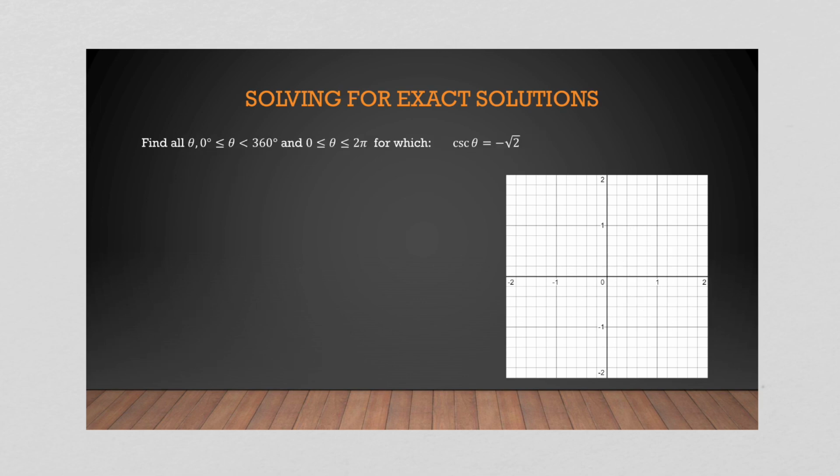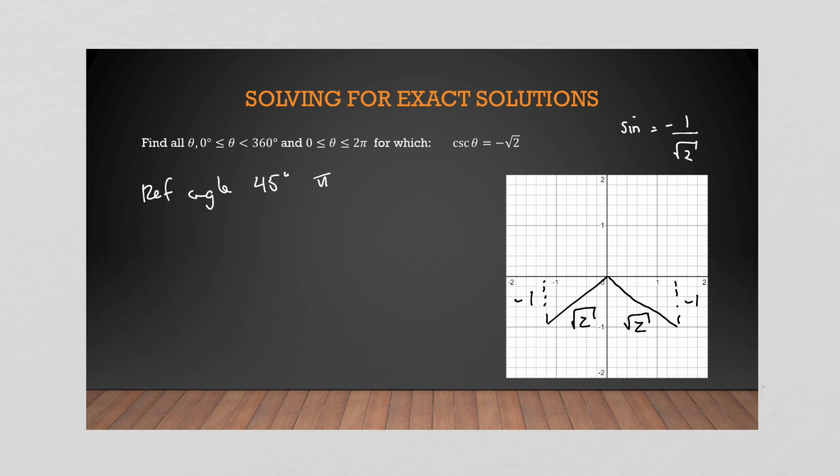We got one more to go. So exact solutions for cosecant negative root 2. It might help you to go, okay, cosecant of negative root 2 means sine of negative 1 over root 2. It just might be a little bit easier for you to consider it that way. Now what we have in this case is sine and cosecant, right? Negative in Q3 and Q4. And if we consider this with respect to sine, we have negative 1, root 2, negative 1, root 2. So this is jumping off my page to me. My reference angle is 45 degrees, or pi over 4.